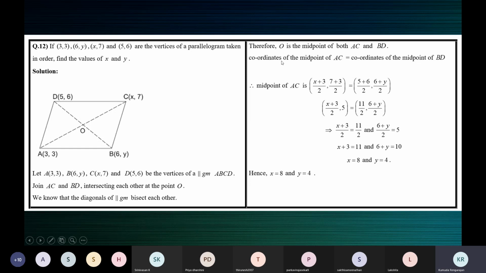So start like this. Coordinates of the midpoint of AC is equal to the coordinates of the midpoint of BD, because O is the midpoint of both. So the coordinates of the midpoint of AC is the same as the coordinates of the midpoint of BD. Just ignore this one. So how will you find using A and C? X plus 3 or 3 plus x by 2, comma 7 plus 3 or 3 plus 7 by 2.